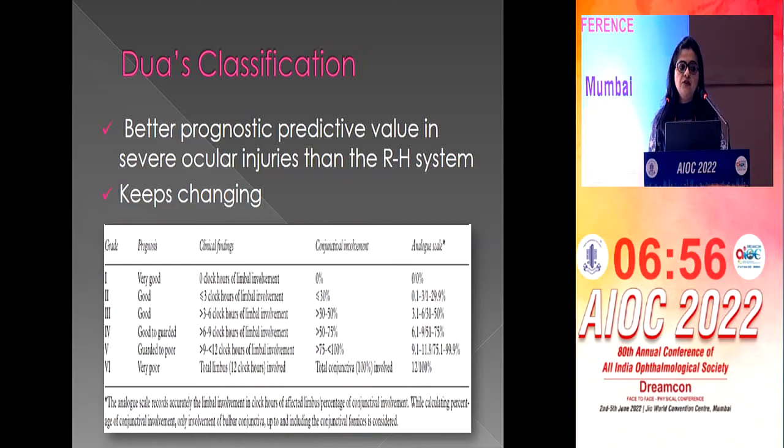Currently, the present classification is Dua's classification given by Professor Harminder Dua in his BJO article, and that gives a better prognostic predictive value as compared to the earlier used Roper-Hall classification. He has described the classification into 6 grades, and this is based on the limbus involvement and the conjunctival involvement in terms of percentage or in clock hours. And what you need to keep in mind is that you have to regularly follow up these chemical injury patients. And as per Dua's classification, the classification is going to change daily if the epithelialization is progressing well.